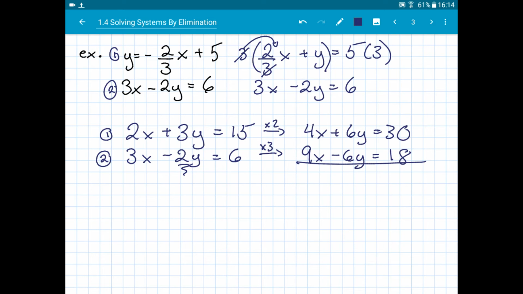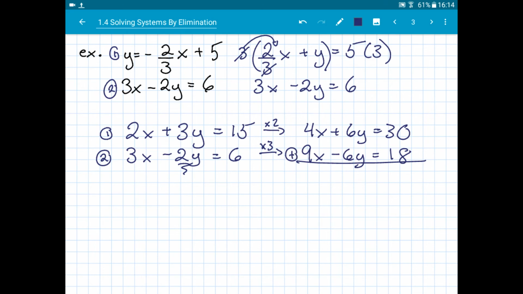Now I'm going to subtract or add. Well, the only thing that will eliminate the variable here is if we add. If we subtracted, it would have been 6 minus negative 6, which is the same as 6 plus 6, which would have given us 12. And that's not what we want. We want them to be eliminated. We want 0. So 6 plus negative 6 is nothing. So I'm going to end up with 13 x's is equal to 48. Okay, now divide both sides by 13. And you're going to end up with x is equal to 48 over 13.